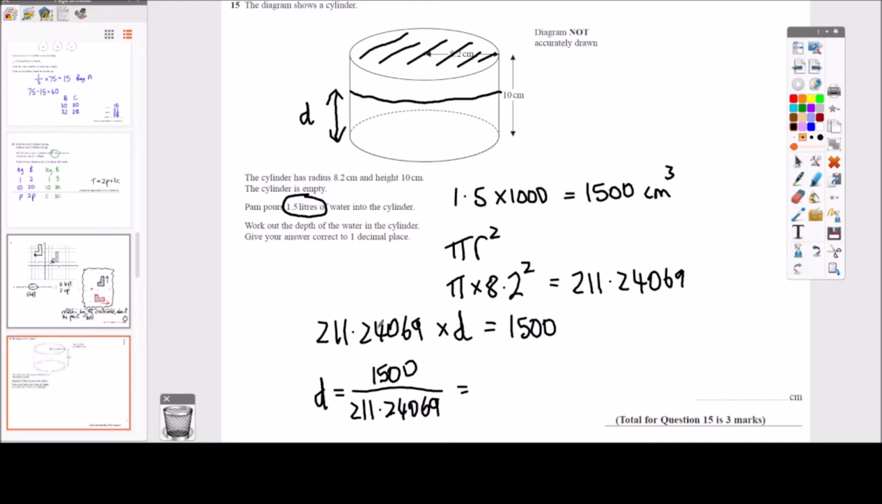Okay, just check you're okay with that. We've got 211.24069 times d equals 1,500. How do we undo this multiplying by the 211? We divide by the 211. So I've still got that 211 in my calculator, so I'm going to put 1,500 divided by answer to bring it back exactly, and that gives me a depth of 7.1009... So to 1 decimal place, that's going to be 7.1 centimetres.